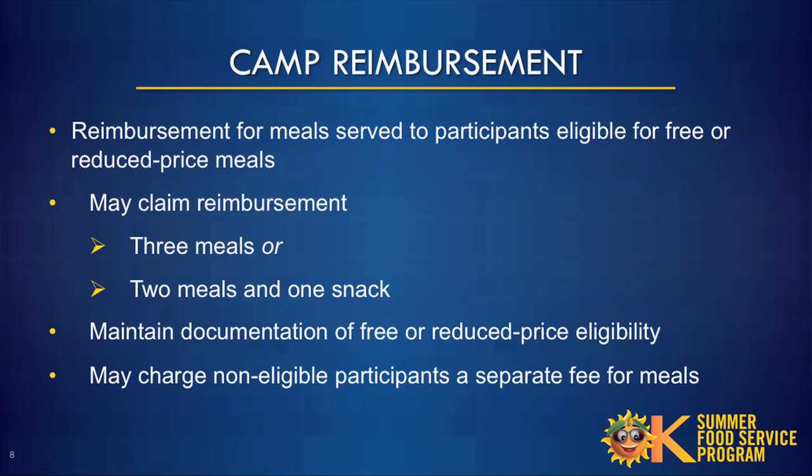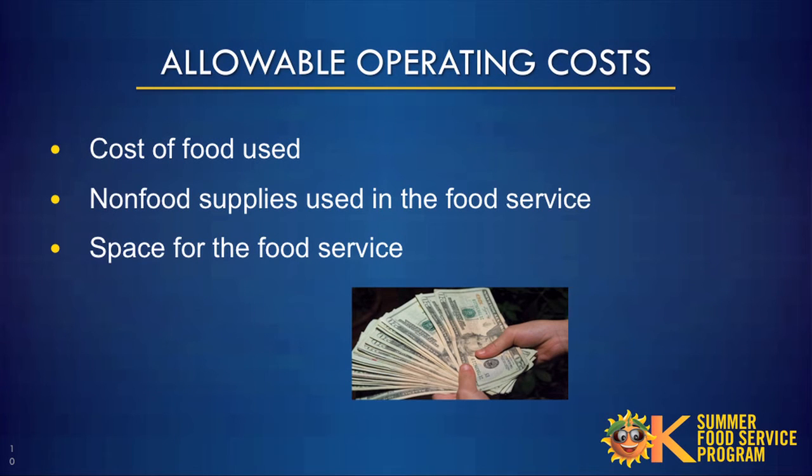Camp reimbursements are based on the number of children served who are eligible for free or reduced-priced meals. Sponsors of camps must maintain the documentation that demonstrates the free or reduced-price eligibility of the children they claim reimbursement for and must make it available for review by the SA. Camps may also charge non-eligible children a separate fee for meals. Reimbursements may be used to cover allowable operating costs that include but are not limited to the cost of food used, non-food supplies used in the food service, and space for the food service.